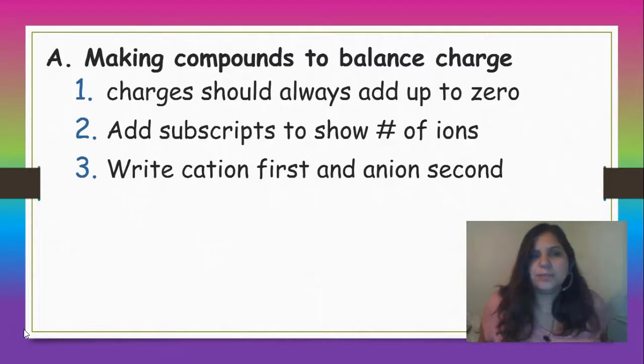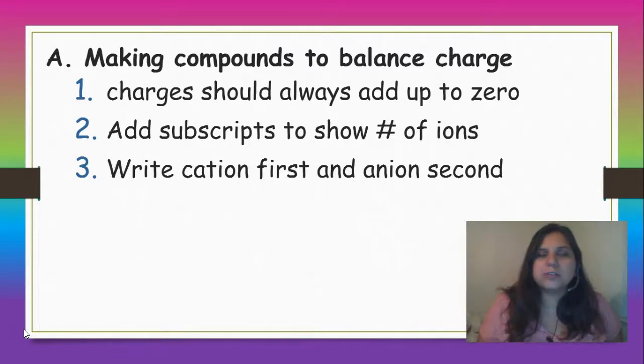Here are steps for making compounds. We're going to start this way. We're going to try to figure out how we can balance the charge. When we do this, our charges always have to add up to 0. We'll add subscripts to show how many ions it takes for this to happen. And then we'll write the cation first and the anion second.